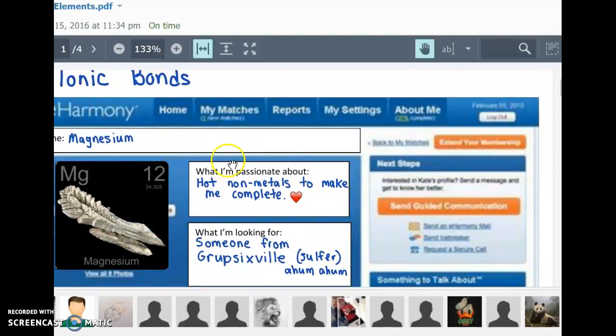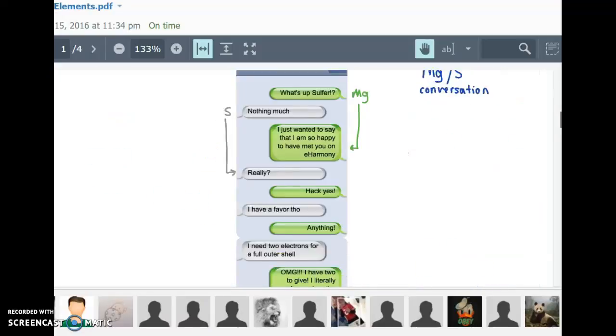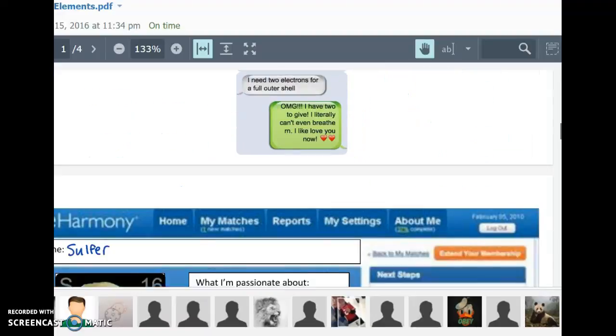What I'm passionate about, like I said, can be anything. Remember, the whole point of bonding is to have a full outer shell, so you can go somewhere with that. Looking for someone like, so this one picked a specific group that they are looking for. Elements in group 6, because magnesium's in group 2 and they have a full outer shell. So anything like that, and then make sure you have a text message.